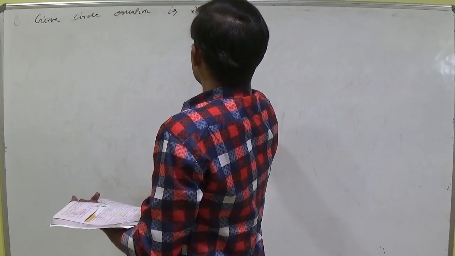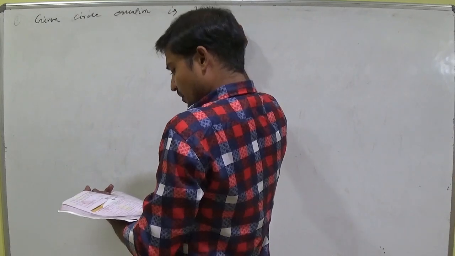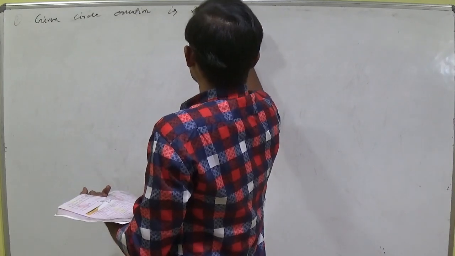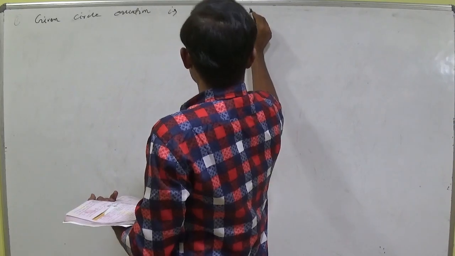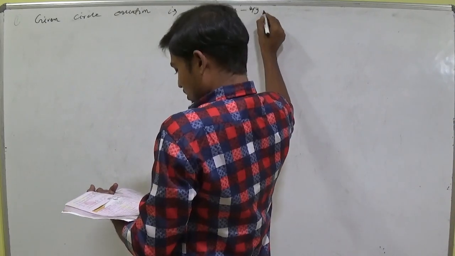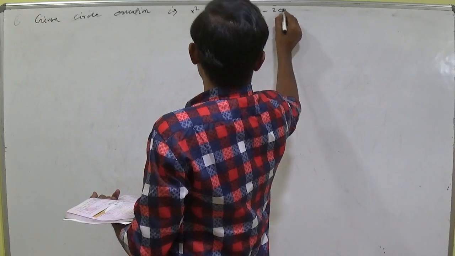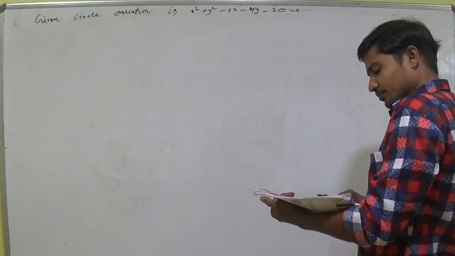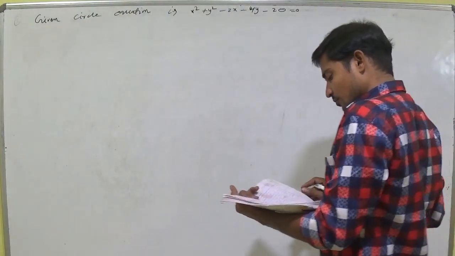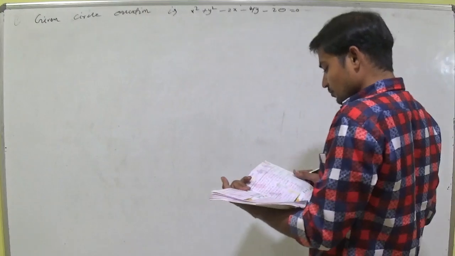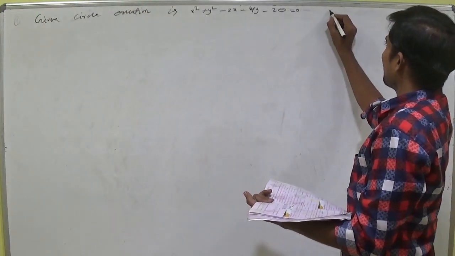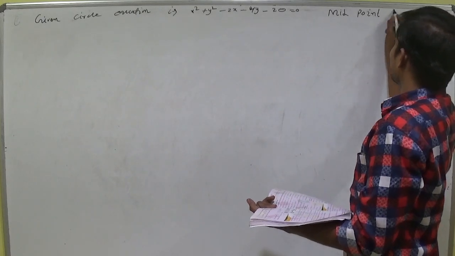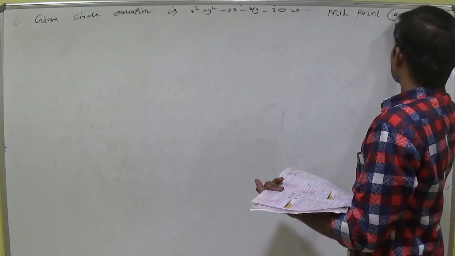The circle equation is x square plus y square minus 2x minus 4y minus 20 equal to 0, bisected at the given point, I mean to say midpoint. The midpoint is 2, 0.